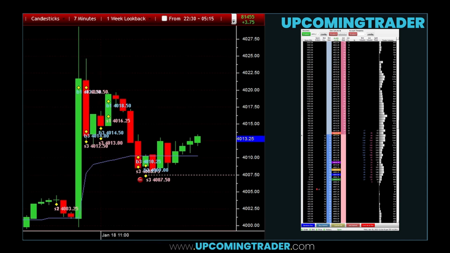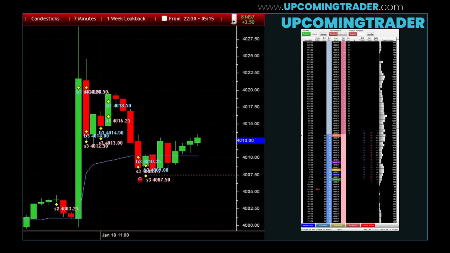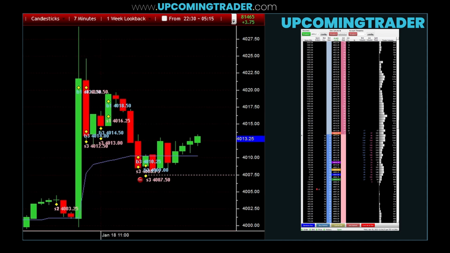Symmetrical triangles, which can break either way, are characterized by converging trend lines where both the highs and lows are getting closer together. A breakout from a symmetrical triangle, confirmed by Heikin Ashi candles with no wicks in the breakout direction, can be a powerful signal of continued movement in that direction.